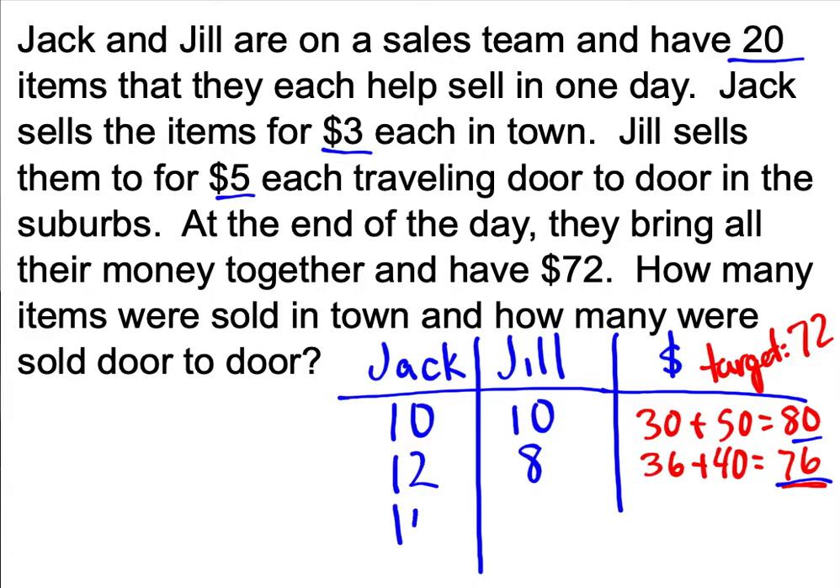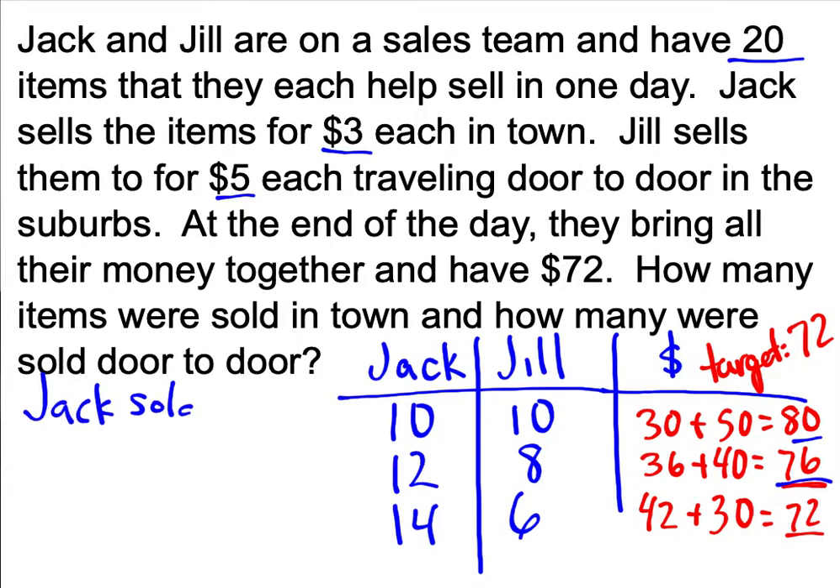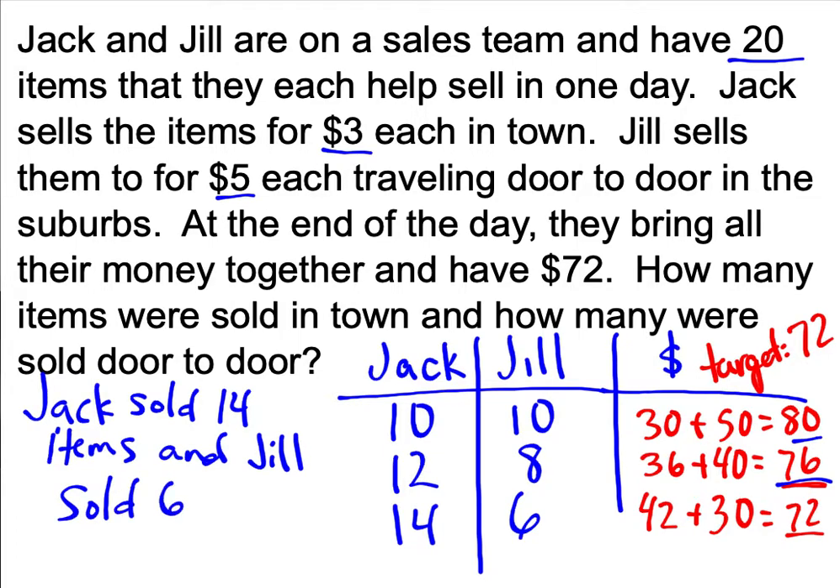So I'm going to try 14 and 6 because those add up to 20 items sold. Now 14 items sold at $3 a piece is $42. 6 items sold at $5 a piece is $30. That gives us a total of $72. And we have just solved it. In order for them to have made $72, Jack sold 14 items and Jill sold 6 items.